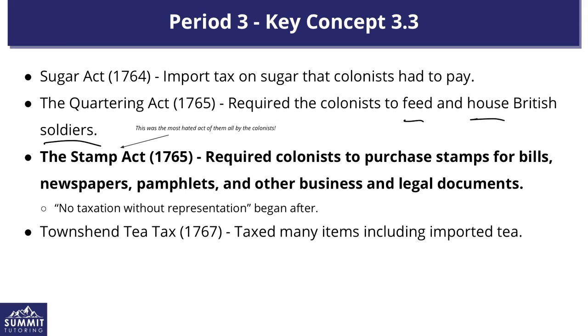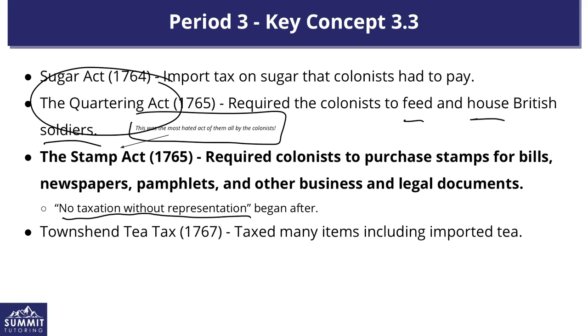And this right here, the Quartering Act, was the turning point in the colonists truly starting to rebel against the British power. Having to support these British soldiers made them very angry. And then you'll see here the Stamp Act was the most hated of them all by the colonists for one reason. The colonists were required to purchase stamps for their bills, letters, legal documents, pamphlets, and newspapers. And they started to cry the infamous phrase of no taxation without representation.